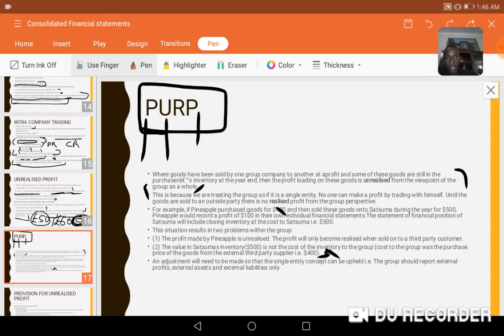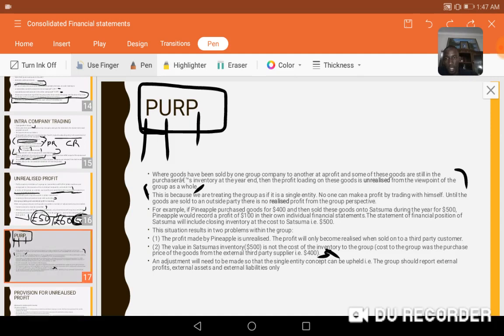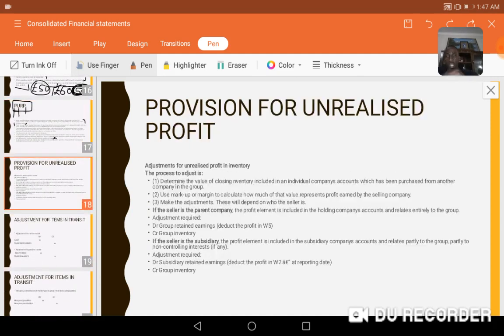Yeah. So an adjustment will need to be made so that the single entity concept can be upheld, or the consolidation can be performed. The group should report external profits, external assets, and external liabilities only. In short, everything which happens internally should not be reported in the group accounts. Okay?